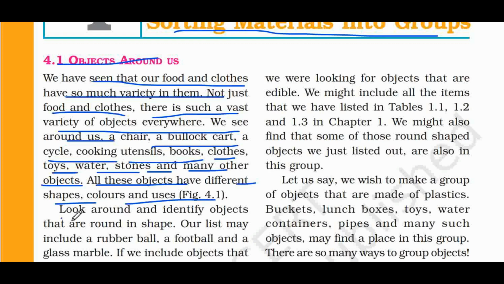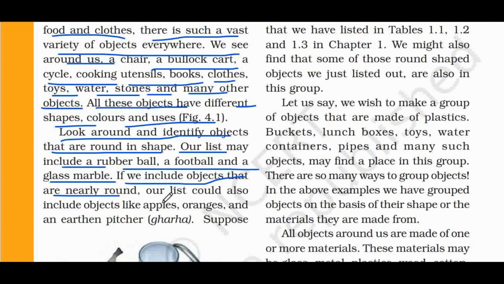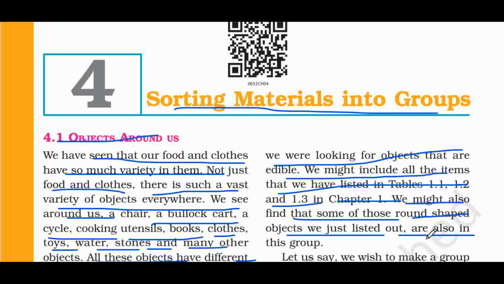Fig. 4.1. Look around and identify objects that are round in shape. Our list may include a rubber ball, a football, and a glass marble. If we include objects that are nearly round, our list could also include objects like apples, oranges, and an earthen pitcher. Suppose we were looking for objects that are edible. We might include all the items that we have listed in tables 1.1, 1.2, and 1.3 in Chapter 1. We might also find that some of those round-shaped objects we just listed out are also in this group.